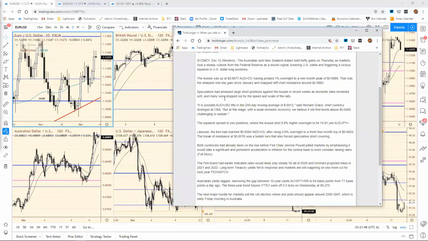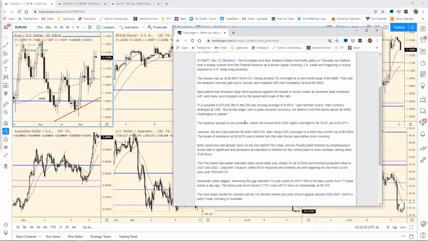Speculators had amassed large short positions against the Aussie in recent weeks as domestic data remained soft, and many were stopped out by the speed and scale of the rally. It is possible that the Aussie dollar lifts to the 200-day moving average at 69.12, said Richard Grace, Chief Currency Strategist at CBA. But at this stage, with a weak domestic economy, we believe it will find levels at 69 cents challenging to sustain. The squeeze spread to yen positions, where the Aussie shot 0.8% higher overnight to 74.61 Aussie yen. Likewise, the Kiwi had reached 65.84 after rising 0.6% overnight to a fresh 4-month top of 66.03.